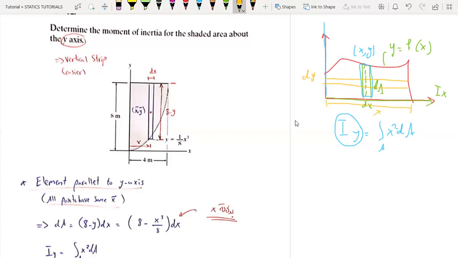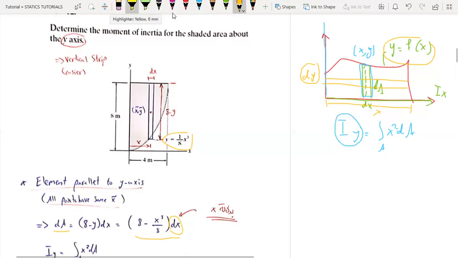Also, another consideration is whether the function is easily expressed in terms of x. Say, for example, here y equals 1 over 8 x cubed. So our differential element dA is in terms of dx, and all the equations are in terms of x. So we have two considerations, but usually if we want to calculate Iy, we'll take a differential element parallel to it, so it will be a vertical differential element.